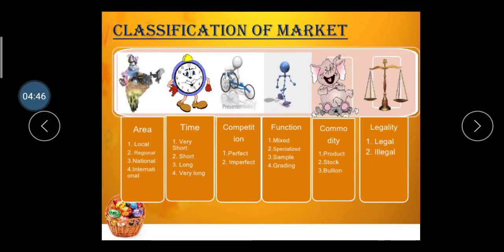Then, classification of market. On these six bases, markets are divided. First, on the basis of area: local market, regional market, national market and international market. On the basis of time: very short period, short period, long period and very long period. On the basis of competition: perfect and imperfect competition. On the basis of function: mixed, specialized, and sample and grading markets. On the basis of commodity: product, stock and bullion markets. Then on the basis of legality: legal market and illegal market. So this is the classification of market.